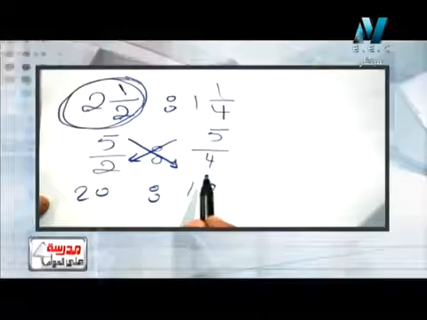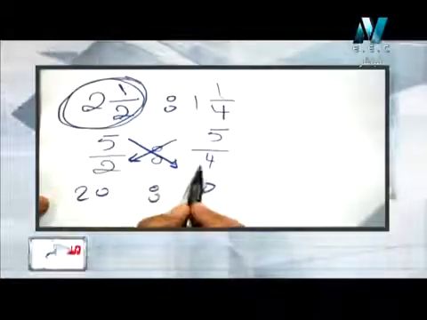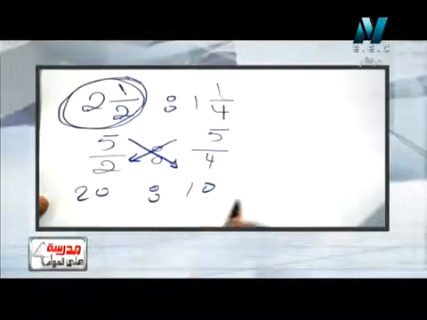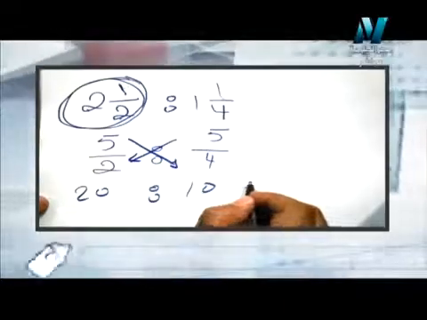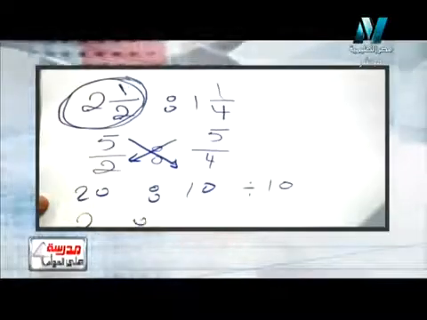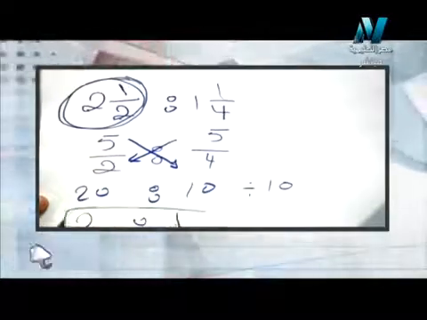Just make a cross multiply. 5 times 4 equals 20. 2 times 5 equals 10. It's so easy now. Just excellent. Just divide by 10. 20 divided by 10 equals 2. And 10 divided by 10 equals 1.